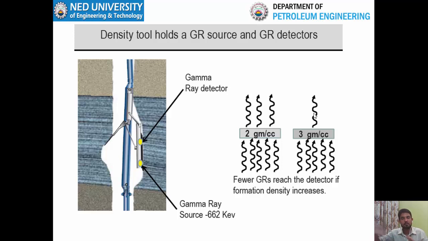In another case, when you do not receive any gamma rays at your detector, the formation has very high density, so all of the gamma rays emitted from your source have collided in the formation and ultimately reduced their energy and been absorbed in the formation. So again, based on the number of gamma rays returning to the detector, you can estimate the formation bulk density.